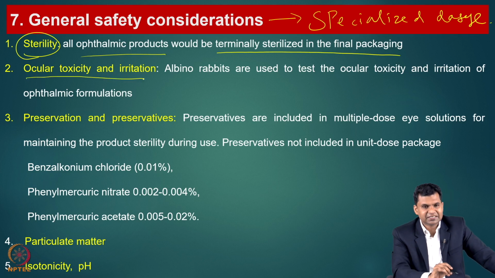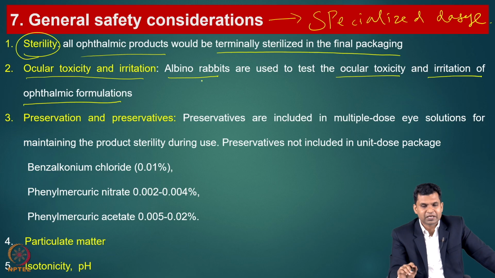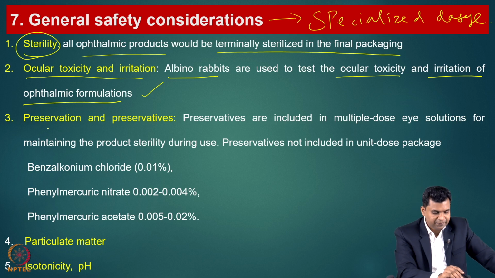Ocular toxicity and irritation. For all novel components, also if a new formulation is there, that needs to be tested in albino rats for ocular toxicity, and we need to check the irritation of the formulations in albino rabbits. This we will see in our evaluations of the ophthalmic formulation.